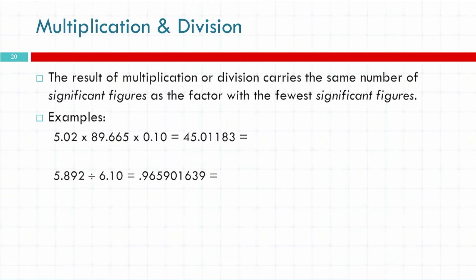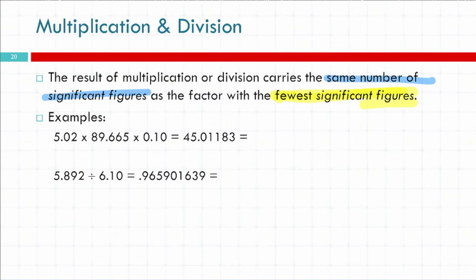When we're using multiplication and division, I think these are the easiest, because the result carries the same number of significant figures as the factor with the fewest significant figures. So when you're doing multiplication and division, all you have to do is look at all of the things you're multiplying, figure out which one has the fewest significant figures, and then round your final answer to that number of significant figures.